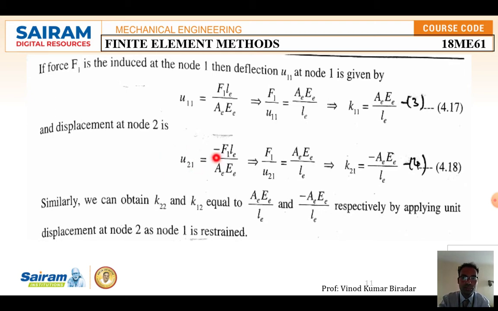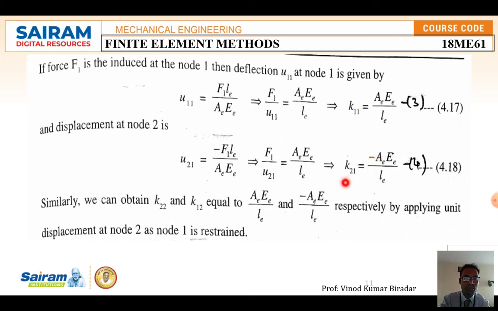So you have displacement at node number 2 given by u21, which is equal to minus f1 L by AE. So f1 again the same, so remaining is AE by L. But it is opposite in direction, so put minus here. So k11 and k21 you got. Similarly, you have to calculate k22 and k12.